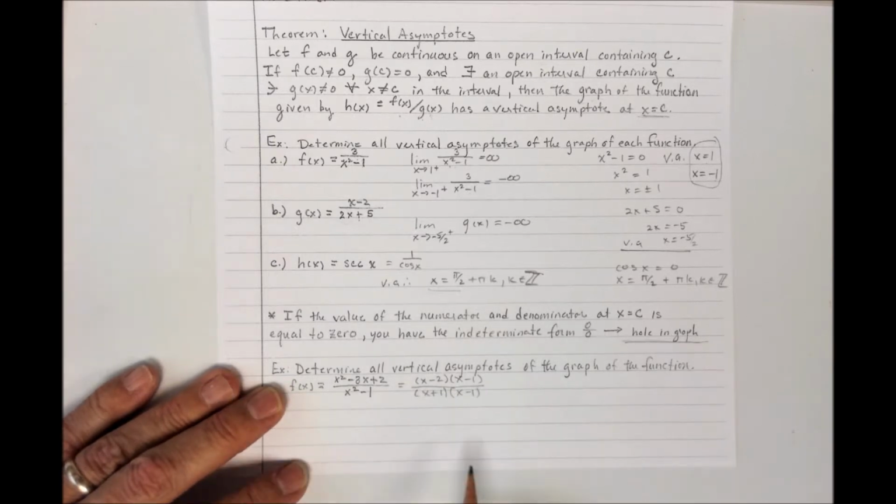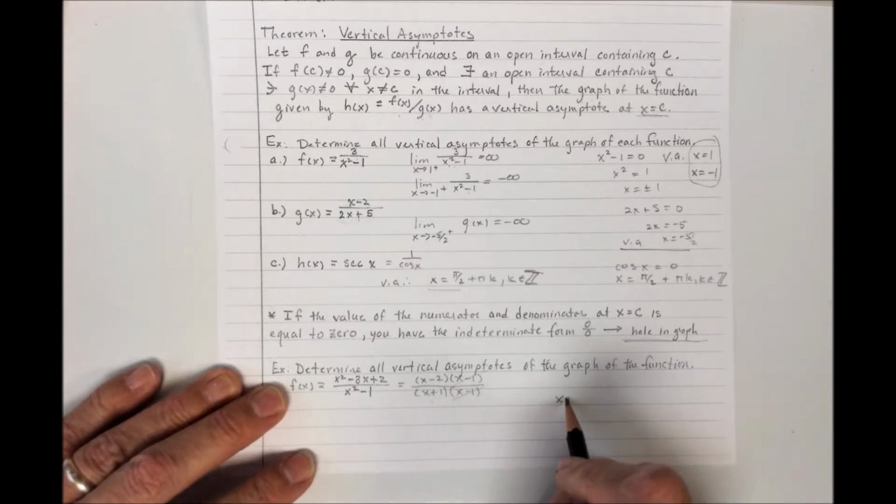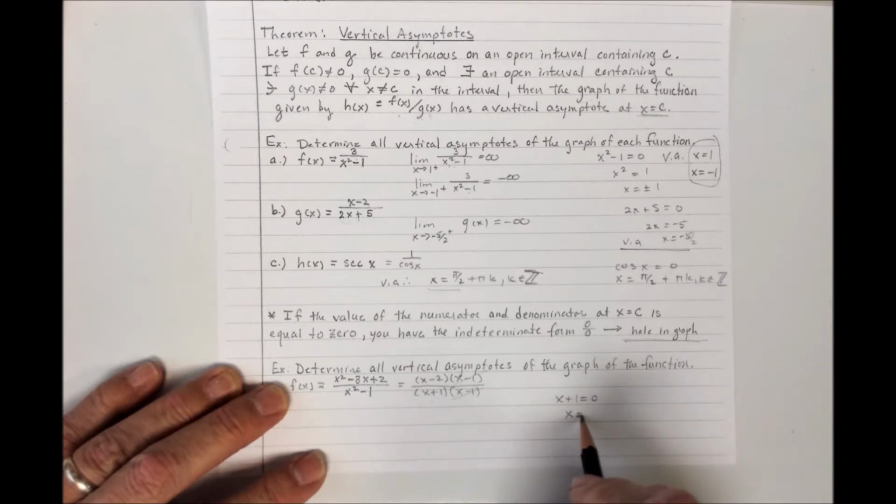You can see that at x equals 1, it makes the denominator 0, but it also makes the numerator 0. So I don't have a vertical asymptote. I have a hole in my graph at x equals 1. But I do have a vertical asymptote when x plus 1 is equal to 0, or at x equals negative 1. There's my vertical asymptote.